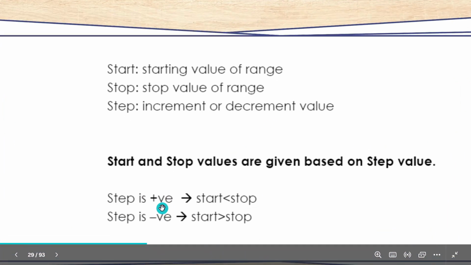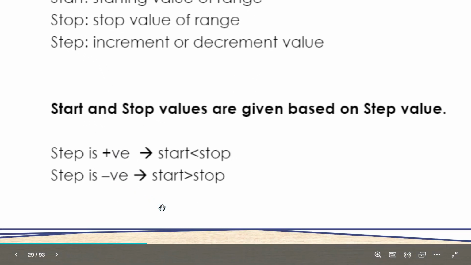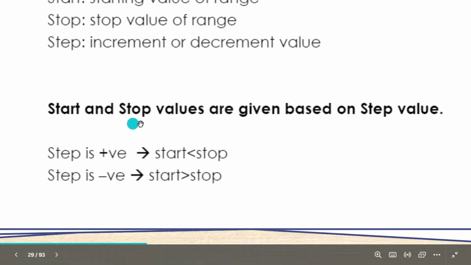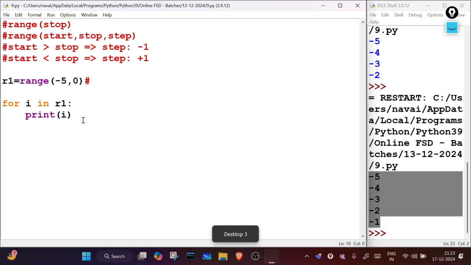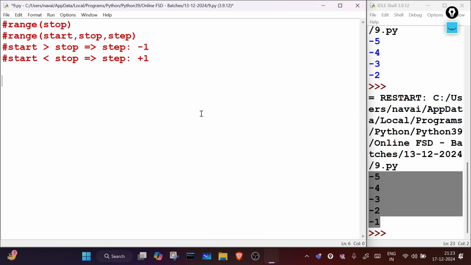So here, what is clearly mentioned? See everyone, start and stop values are given based on the step value. If the step is positive, your start should be less than stop. Then only you can keep the step positive, right? Okay, let me write one more example.